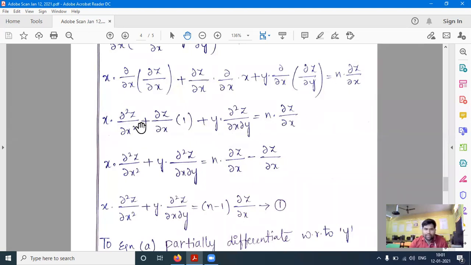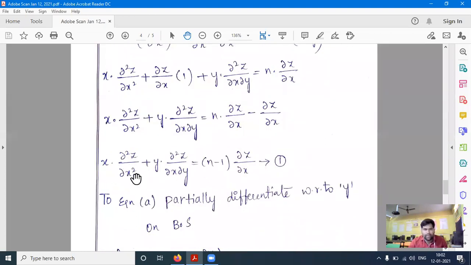So here on the left it is plus. If we send it to the right, it becomes minus. So n into ∂z/∂x minus ∂z/∂x. So x into ∂²z/∂x² plus y into ∂²z/∂x∂y is equal to, here ∂z/∂x is common, so taking ∂z/∂x common, we get (n minus 1) into ∂z/∂x. Here n is there and 1 is there, so n minus 1 into ∂z/∂x. So this is the first proof.